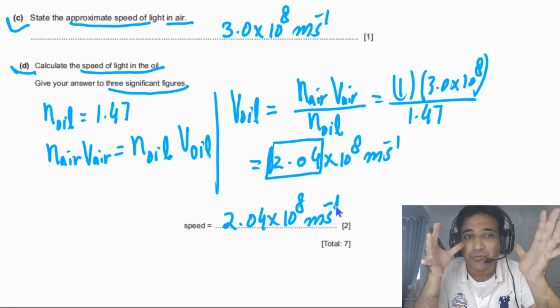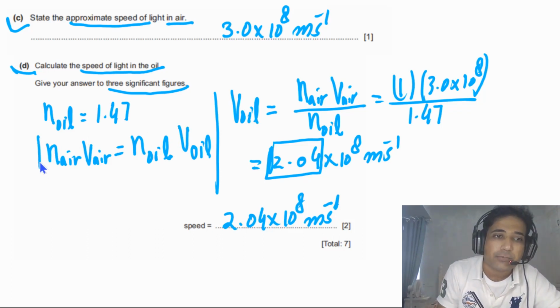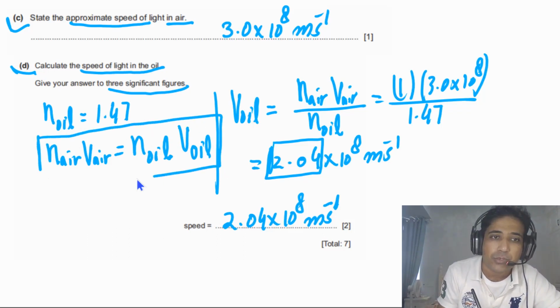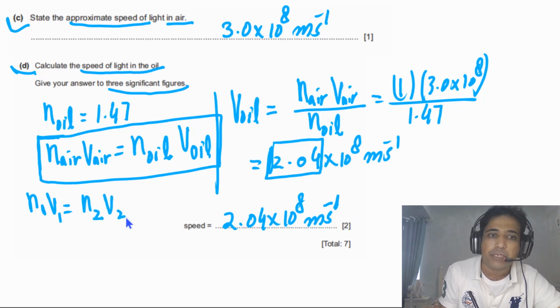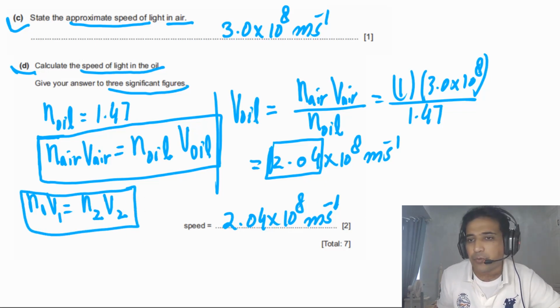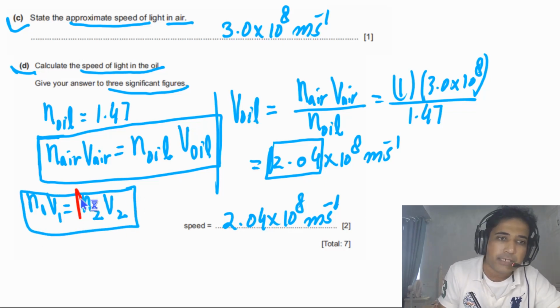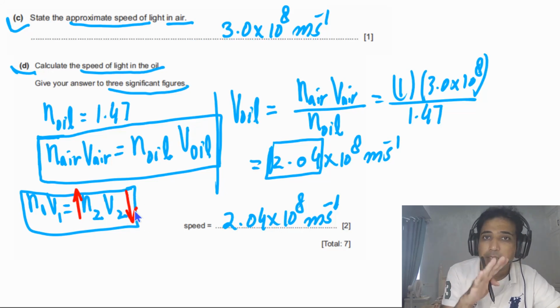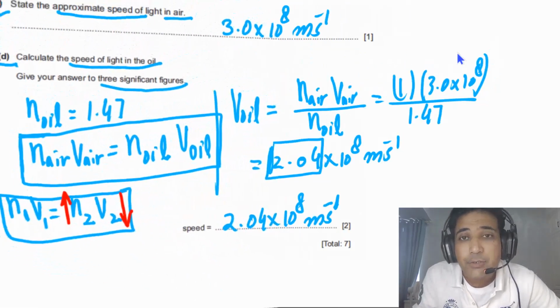This is a beautiful way, so try to understand this one. It's important to understand this. You can say the refractive index in medium 1 times the speed of light in medium 1 is equal to the refractive index of the second medium times the speed in the second medium. You can also see from here, if the refractive index is greater, it means the speed in that medium will be slower, and vice versa.